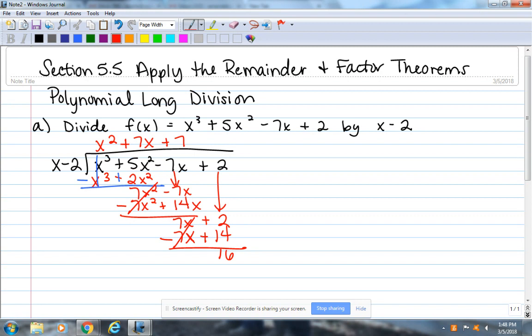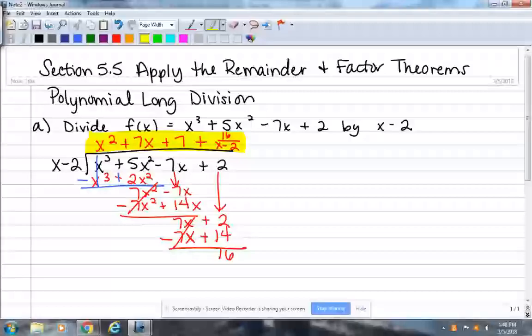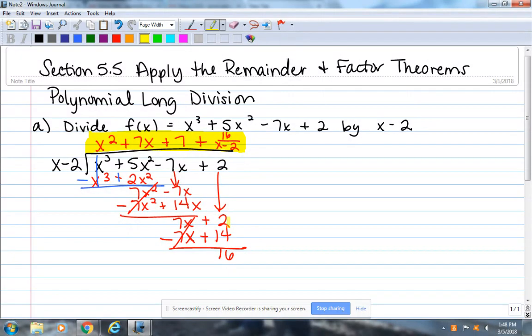So with your remainder, if it's positive, you're going to put a plus. If it's negative, put a minus. So we're going to say plus up top. And then you're going to take your remainder and put it over the binomial on the outside, x minus 2. So this is my answer. I divided x to the third plus 5x squared minus 7x plus 2 by x minus 2, and I got x squared plus 7x plus 7 plus 16 over x minus 2. So the remainder goes over the outside binomial.